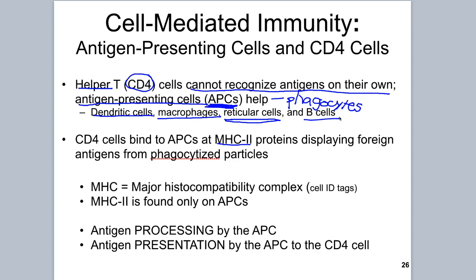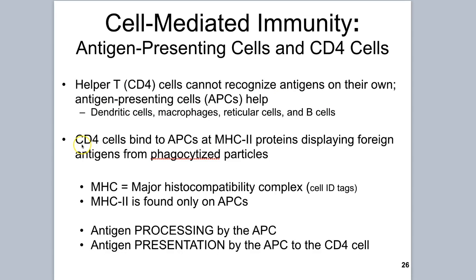Okay, so the way this works is that our CD4 cells, our helper T cells, they are going to use these different types of phagocytic cells to help them recognize foreign antigens. So this is what occurs.